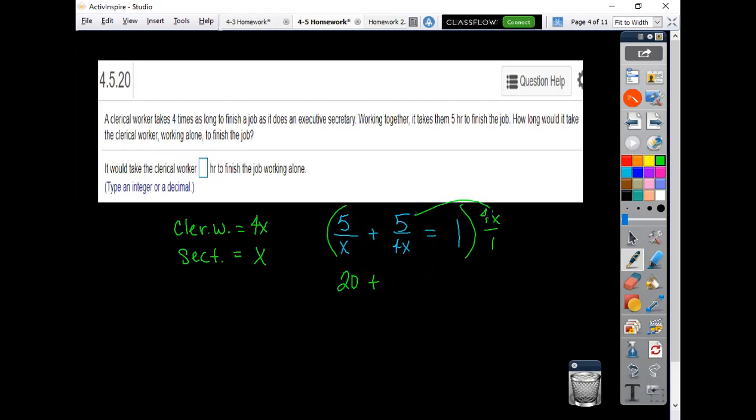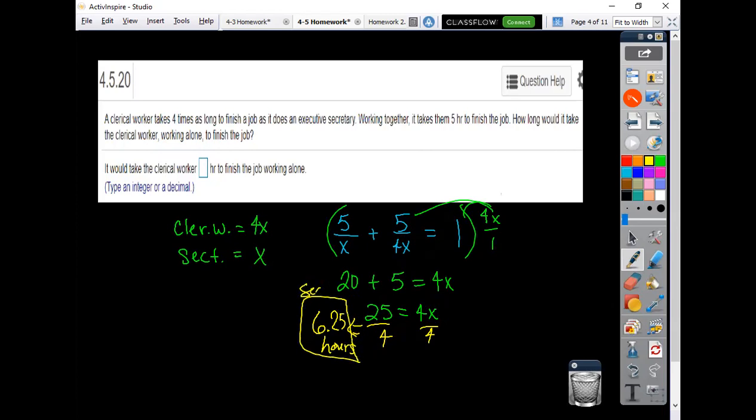Multiply here, the whole 4X would cancel, so I just have the 5. And onto this one, I'd have my 4X. So adding the 20 and the 5 together and dividing by that 4. I believe if you divide that out, that comes out to 6 1/4, or 6.25. And X here was time, so hours. That would have been the secretary.